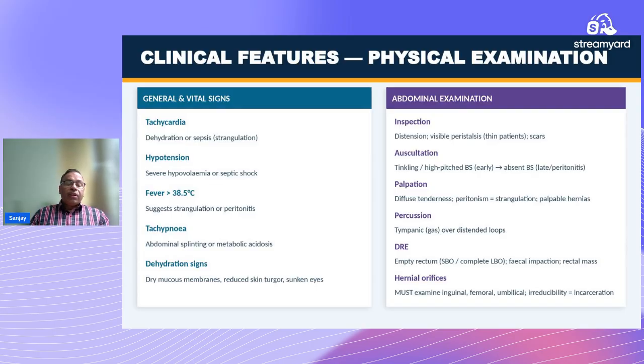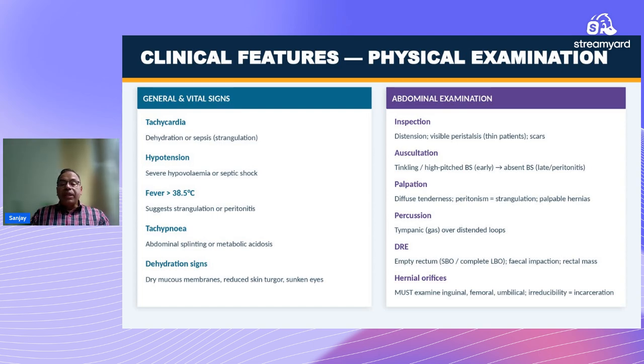Tachypnea may occur again because of a massive distension leading to splinting of the diaphragm. It can also occur because of metabolic acidosis. And of course, there will be signs of dehydration like dry mucous membranes, reduced skin turgor, sunken eyes.